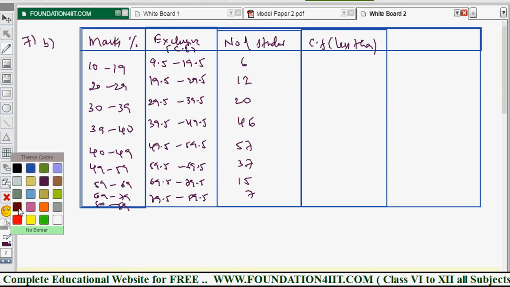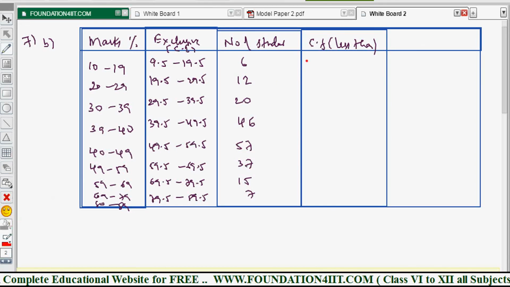Then if we take the less than cumulative frequency, first 6 is as it is, right? 6 plus next 12 is 18. Just add the next numbers. 18 plus next 20, so 38, and add 46, so 84, and plus next number 57, so 141, plus 37, so 178. 178 plus 15 is 193, plus 7 is 200.